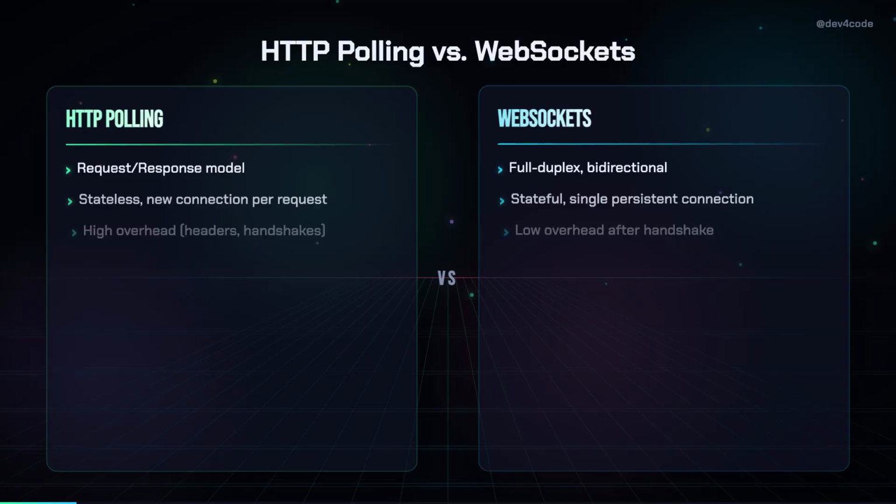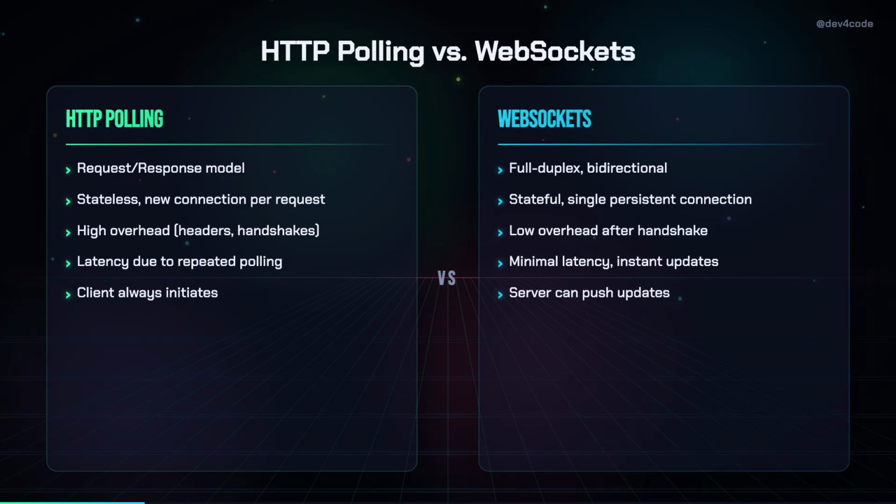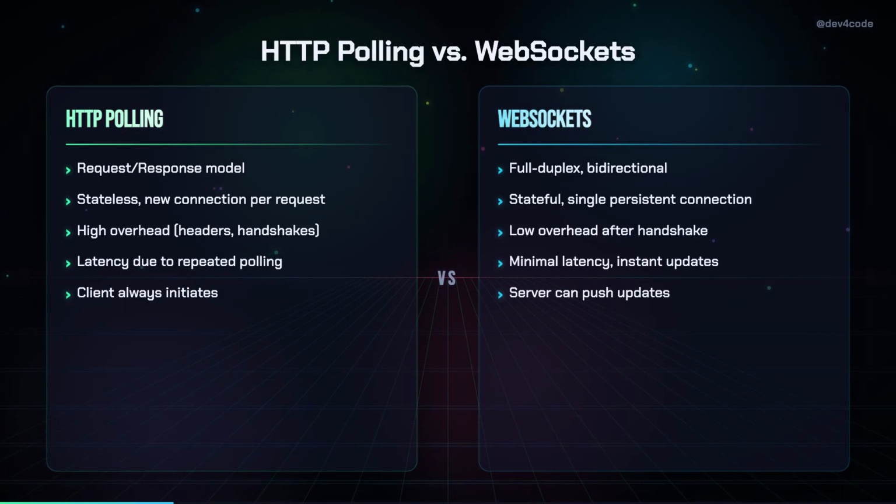Traditional HTTP is a stateless request-response protocol. To get real-time updates, clients constantly poll the server, asking for any updates. This creates significant overhead, with every request needing new TCP handshakes and HTTP headers, even when there's no new data. WebSockets, however, establish a single, long-lived connection, dramatically reducing this wasted effort.